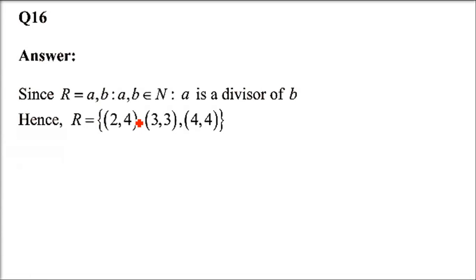Question number 16 now. R is a relation from A to B given by A is related to B if and only if A is a divisor of B. That is, B by A will be some constant number. B divided by A will be a constant number. Okay. So let us make it now.